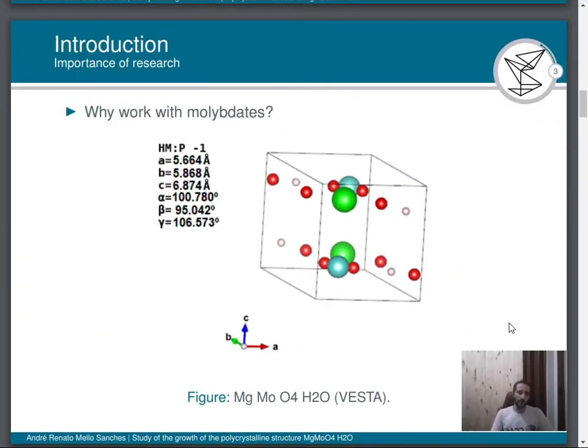Why work with molybdates? We started to study metallic molybdates due to their technological importance in a variety of applications, such as ionizing radiation detectors, matches, or optoelectronic devices. We can see in the background image the magnesium molybdate synthesized by me and the unit cell parameters. This image is obtained by the software VESTA.